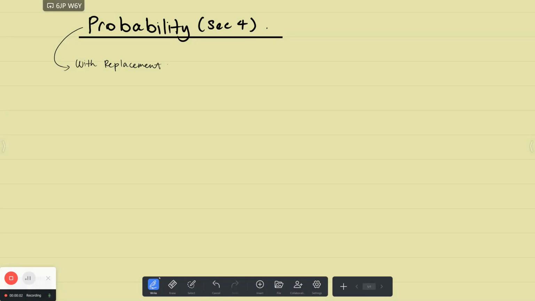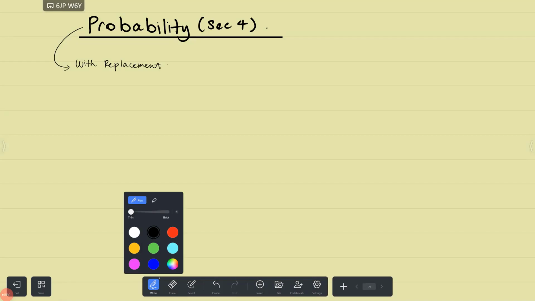Hi everyone, in this video we're going through sector probability, alright? And I'm going to go through an idea regarding with replacement. We draw something with replacement. So we begin with something very basic.